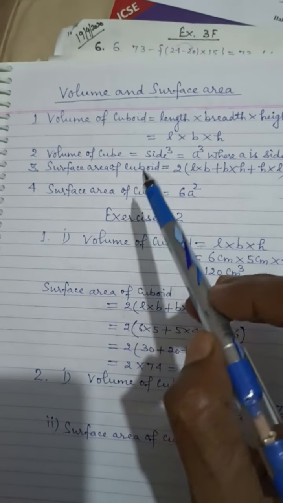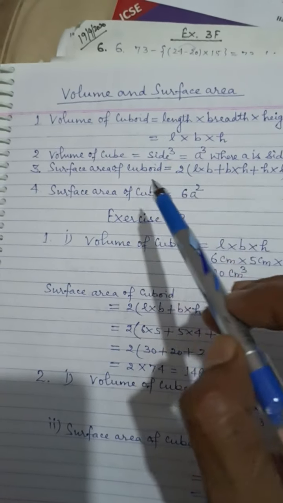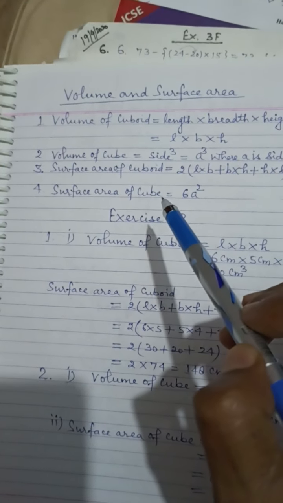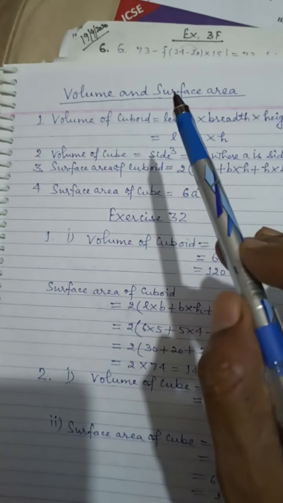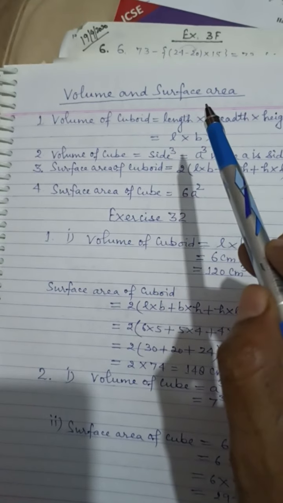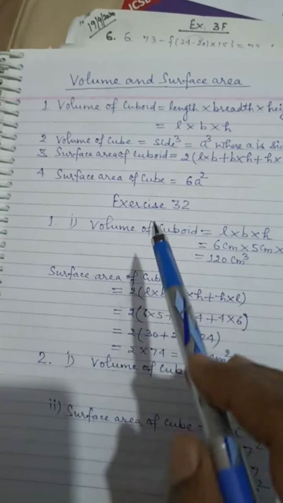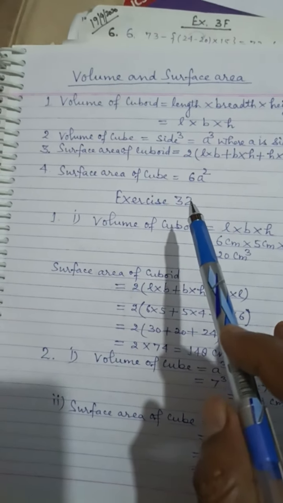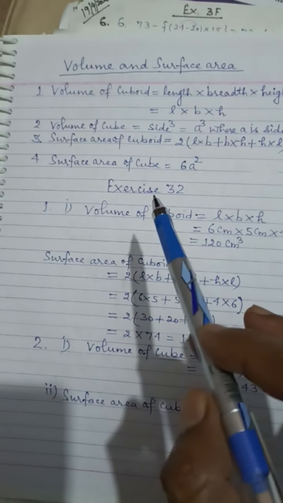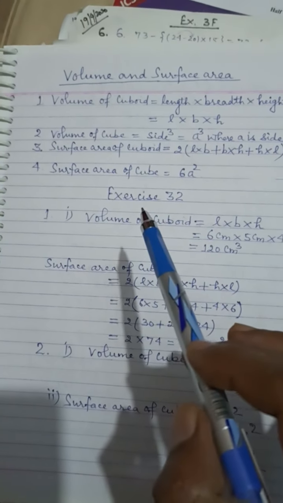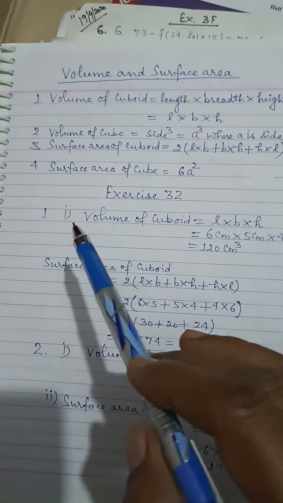Now on the basis of these formulae, we have to start exercise 32. This is chapter 32, Volume and Surface Area. Only one exercise is there in this chapter, exercise 32.